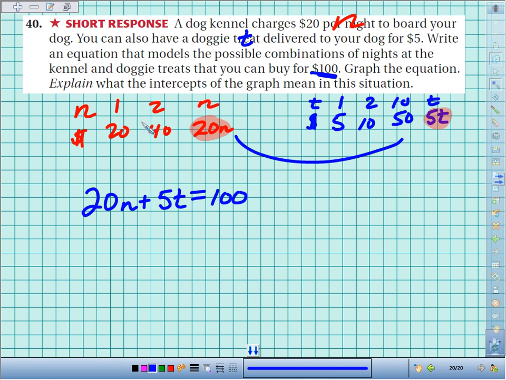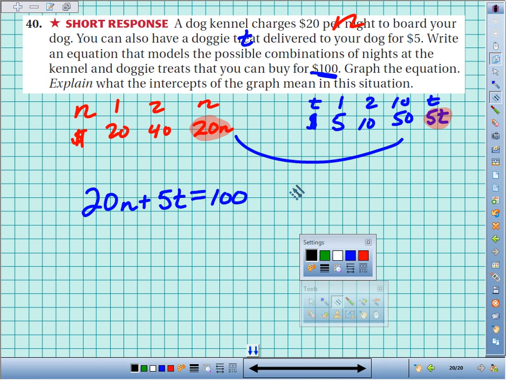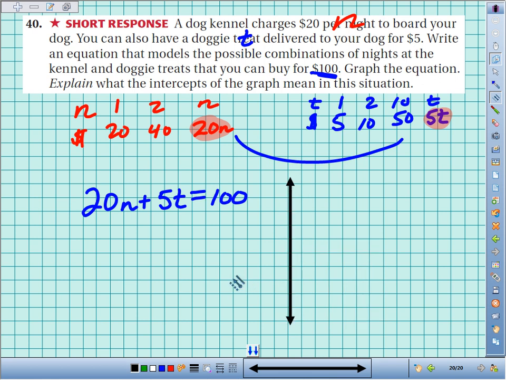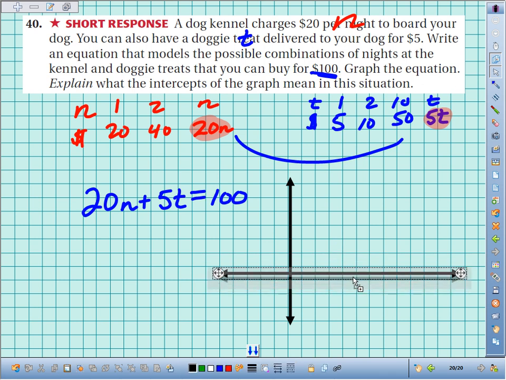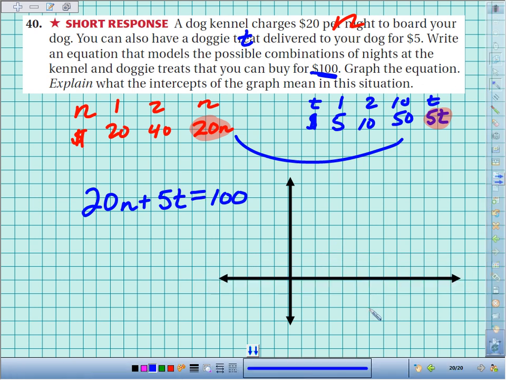We're supposed to graph it. Okay, so if I make a quick sketch of a graph here. Oop, that wasn't so good. Let's drop this down a little bit. I'm going to call this my nights. I'm going to call this my treats.